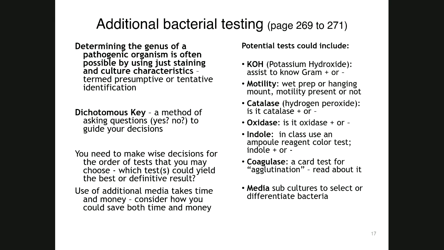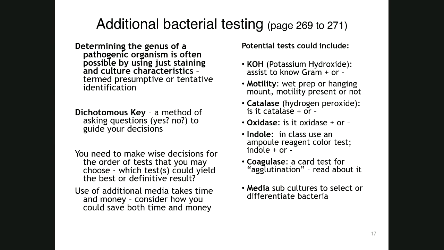So tests that you will be doing an activity with next week: potassium hydroxide, KOH. It can help you to know if something is gram positive or gram negative. Motility. So we come back to those flagella that some bacteria have. There is a test where we can see if they are motile. Do they tumble like a top, or do they move across the slide? Flagella might be present as one flagellum, you might have flagella on both ends or multiple around, and all of those help with the motility of that bacteria.